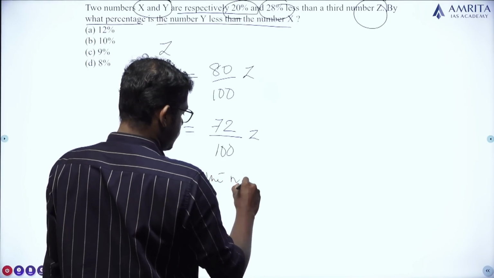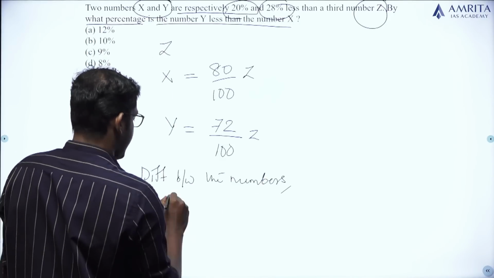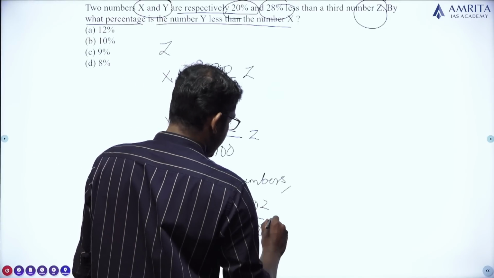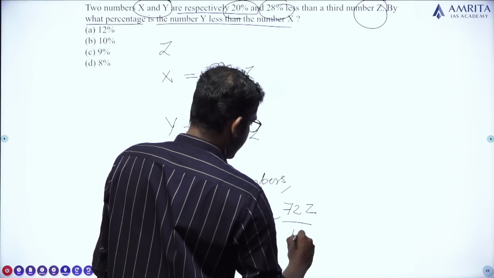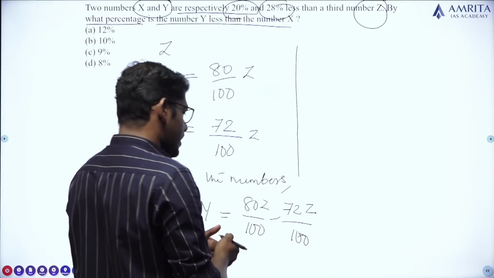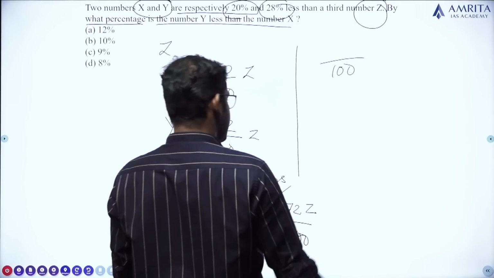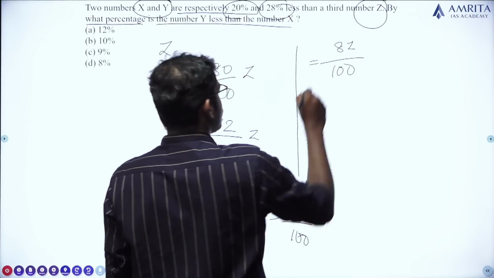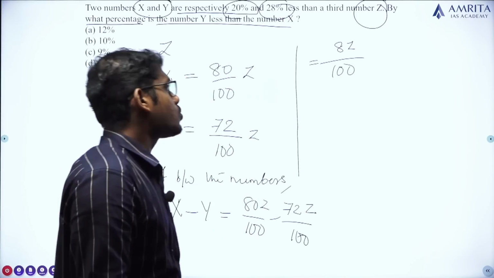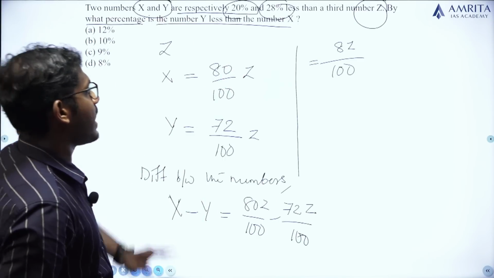Difference between the numbers: X minus Y is equal to 80Z divided by 100 minus 72Z divided by 100. 100 is the common denominator, so the denominator will be 100. 80Z minus 72Z is 8Z. So the two numbers X and Y differ by 8Z divided by 100. Now we have to find the percentage of this difference. By what percentage is Y less than the number X?